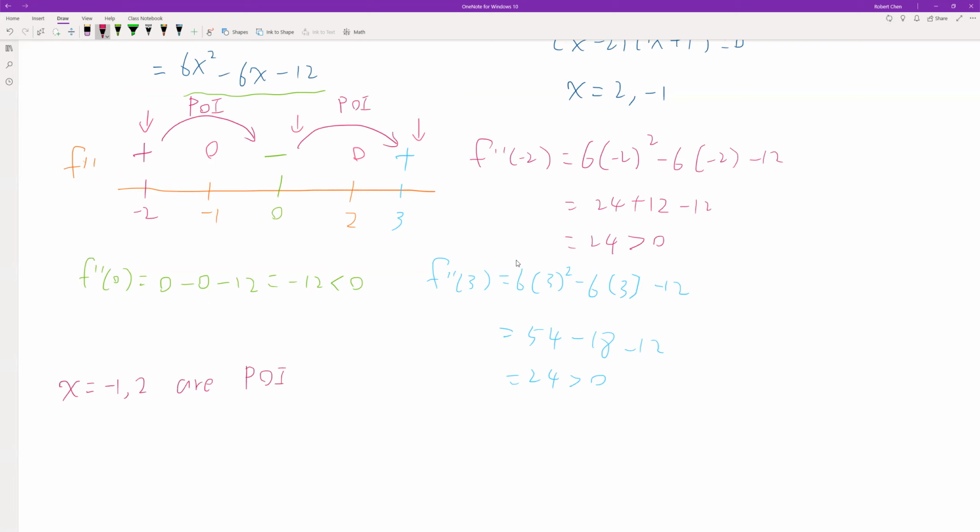And if the question asks you to find the coordinate, all you need to do is plug in f of -1 to find out what the value is, and plug in f of 2 to find out what the value is for that exact point of inflection.